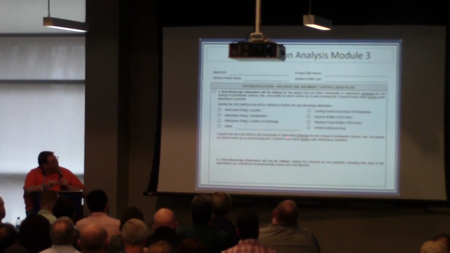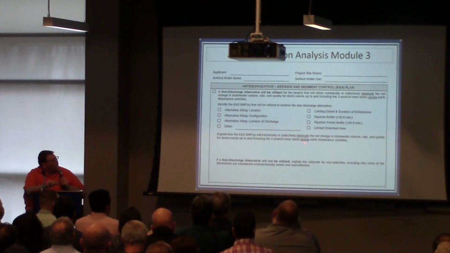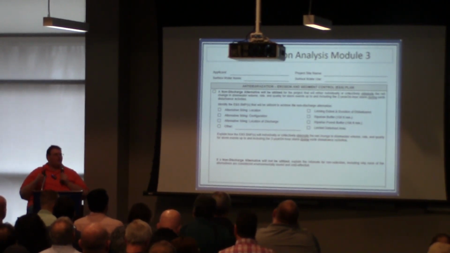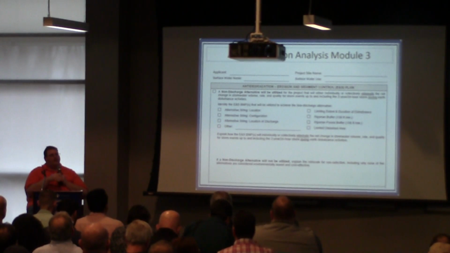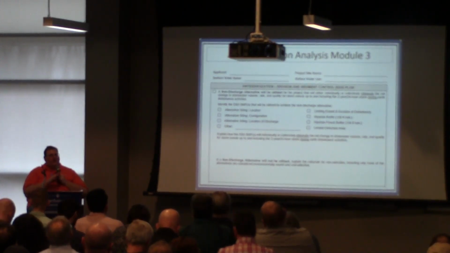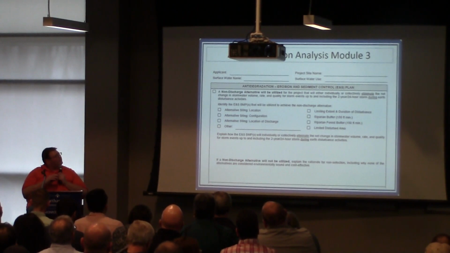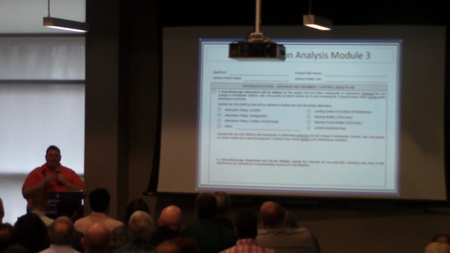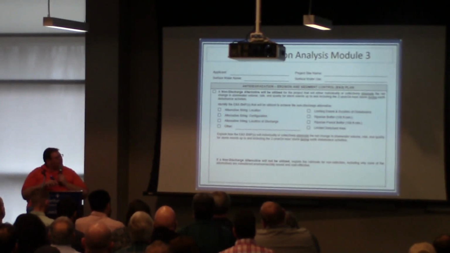Then you'll explain how they will individually or collectively eliminate the net change in stormwater volume, rate, and quality for storms up to and including the 2-year 24-hour during earth disturbance activities. Now, if you recall back in the NOI, in module 1, there was a section where you had to describe qualitatively what your storms were like. This is going to relate back to that.